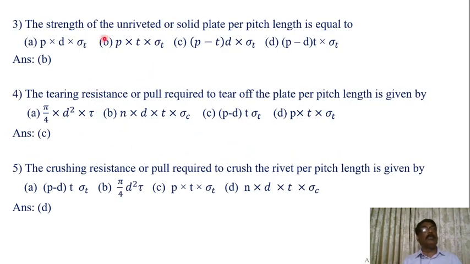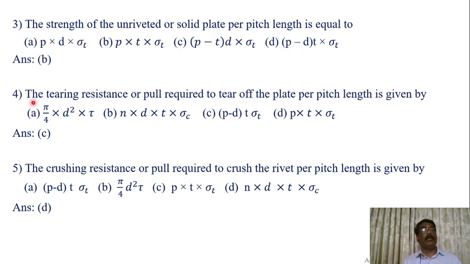Now the third question is, the strength of the unriveted or solid plate per pitch length is equal to: P into D into sigma T, P into T into sigma T, P minus T into D into sigma T, or P minus D into T into sigma T. The answer is B, that is, the strength of the unriveted or solid plate is equal to P into T into sigma T. Because P into T is the area, since there will be no rivet, it is a solid plate, and this is the tensile stress, so you will get the strength equal to P into T into sigma T. So this is the answer.